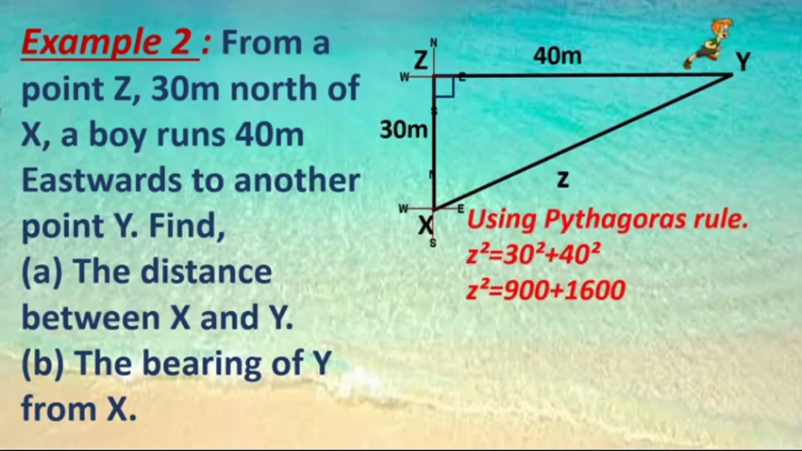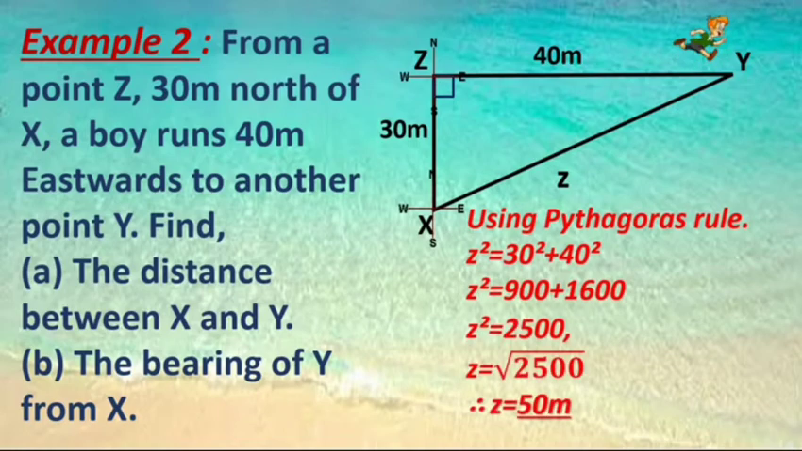Now I realize this is a right angled triangle where I have two sides given and I can use the Pythagoras theorem to find the last side. My Pythagoras rule says my hypotenuse squared equals opposite squared plus adjacent squared. When I place in the values of the opposite and adjacent as 30 meters and 40 meters respectively into the Pythagoras rule, I will find the distance between X and Y as 50 meters, and that is the solution to the first part of the question.